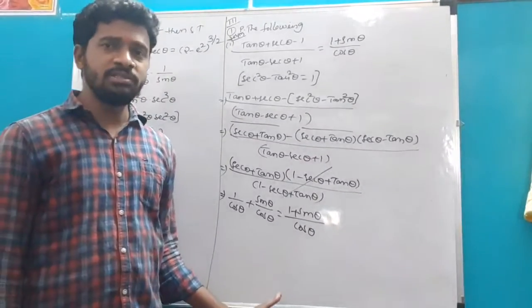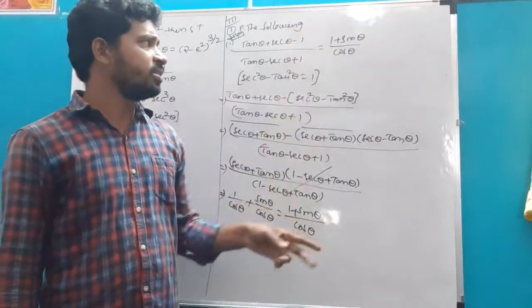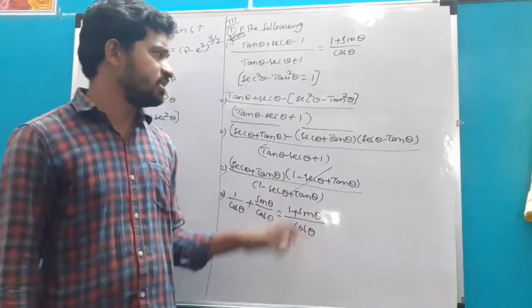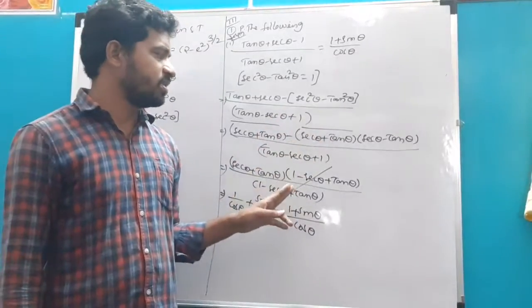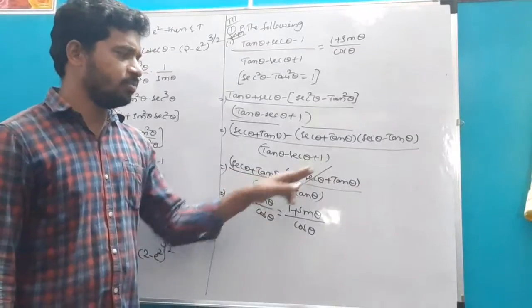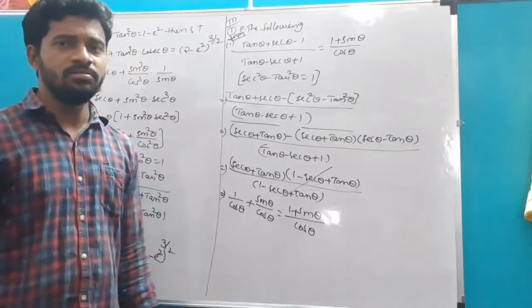So what is the main step here? Replace 1 in the numerator by secant square theta minus tan square theta. Next step, write down the a square minus b square formula. Next step, by taking secant theta plus tan theta common, both the terms will be cancelled. This is the procedure.